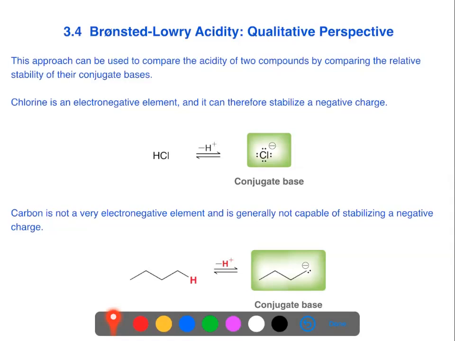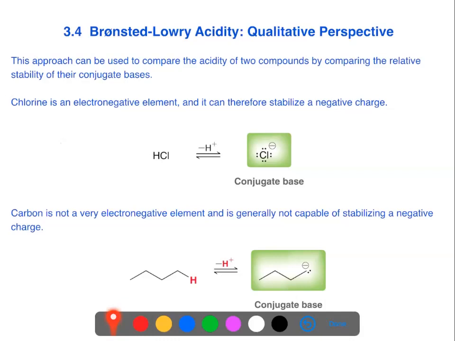In this example, we used the relative stability of two atomic centers with an additional electron as a way to assess stability. We really only had to look at the relative electronegativity of the atom taking on this additional electron, this negative charge, to determine the relative acidity of the corresponding acids.